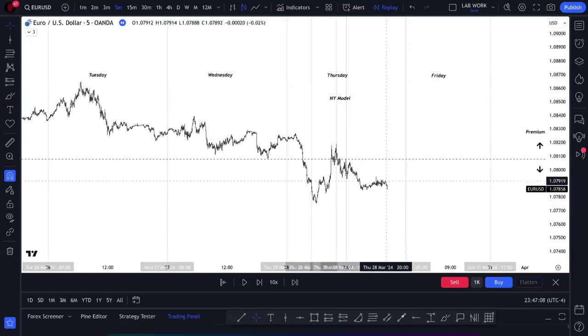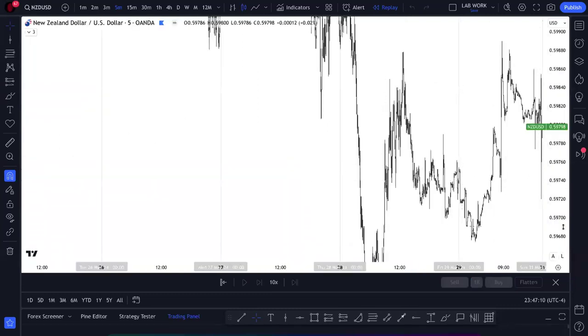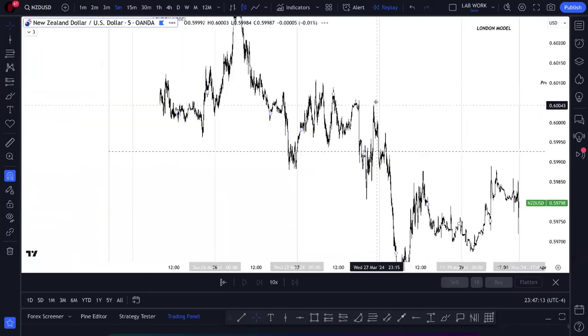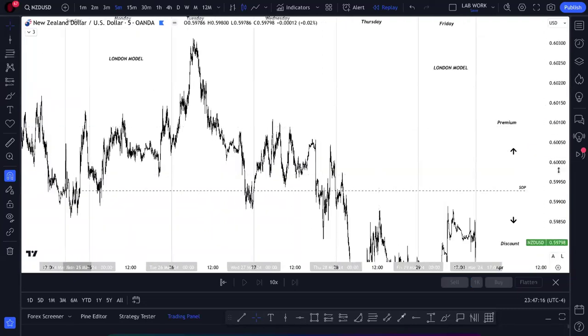So let's move on to another pair, NU. So NU, we haven't talked about NU in a long time. So I'm not trying to be biased with pairs. I try to show you guys different pairs every single week. Same idea, same premise.